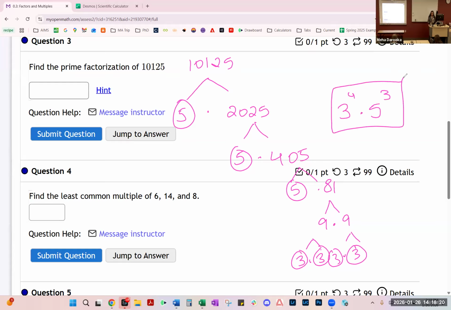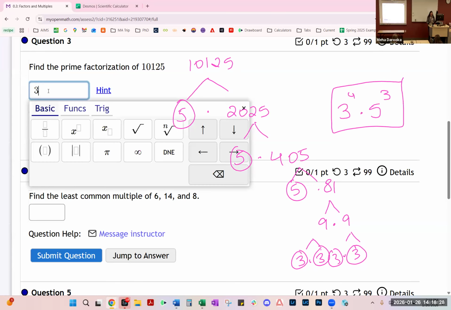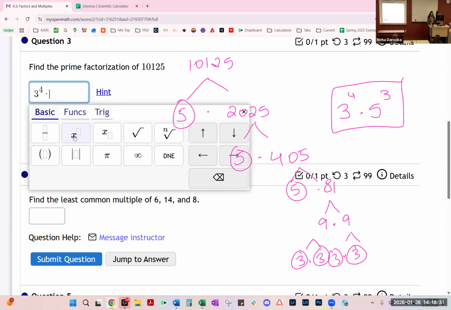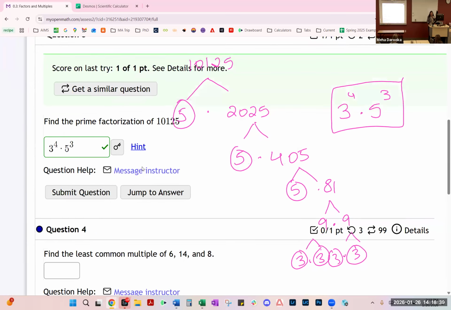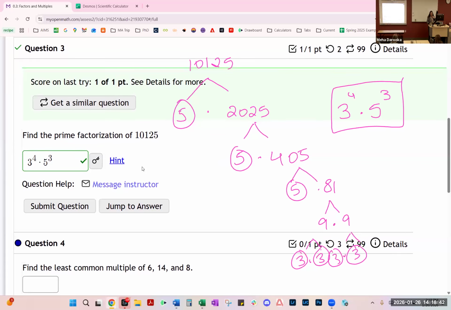And that should be your prime factorization for 10,125. So let's see, 3 to the 4th power multiplied with 5 to the 3rd power. Yep, 3 to the 4th, 5 to the 3rd. Questions? So just be patient, because obviously the larger the number, the more breakdown it may need, but eventually you will get to your prime factorization.